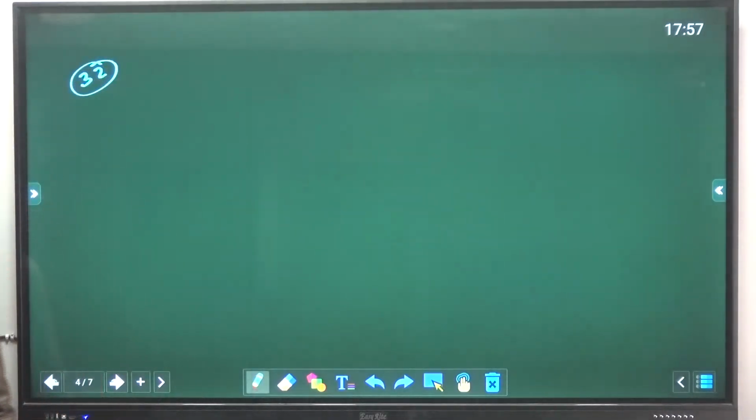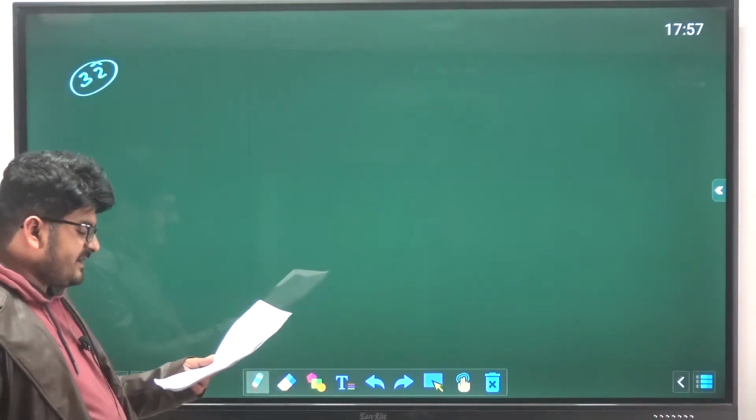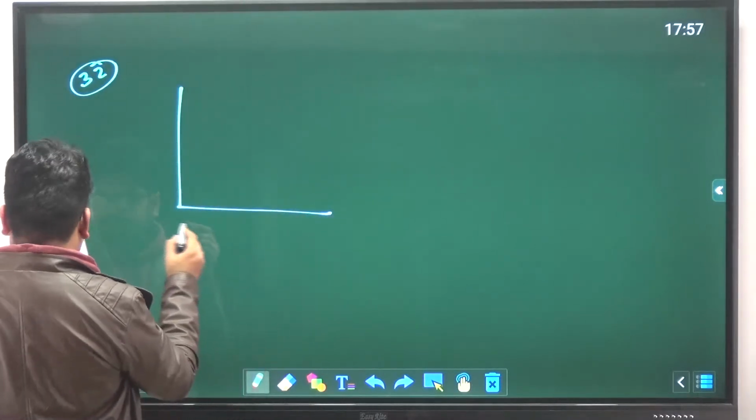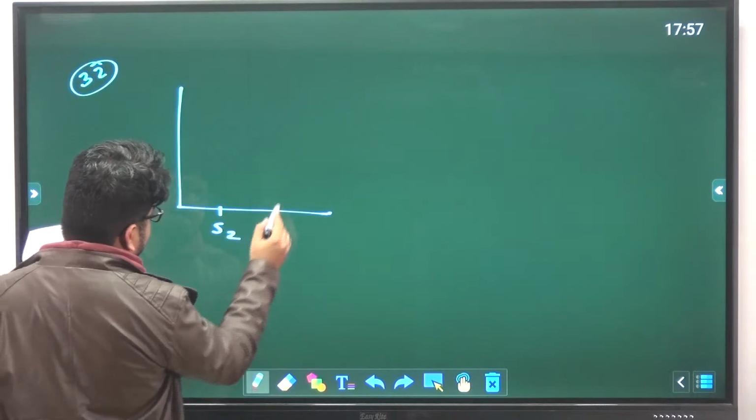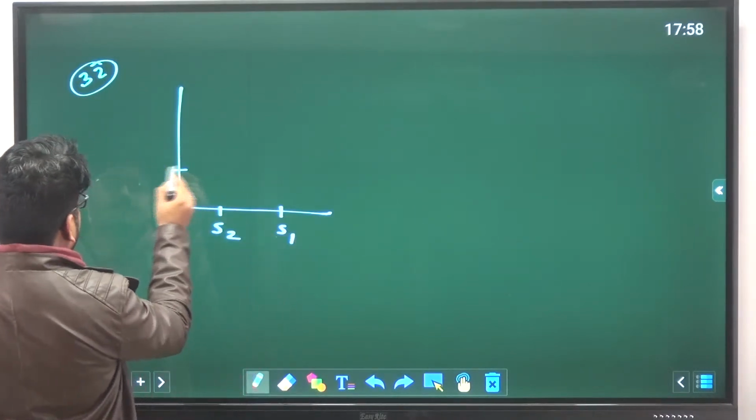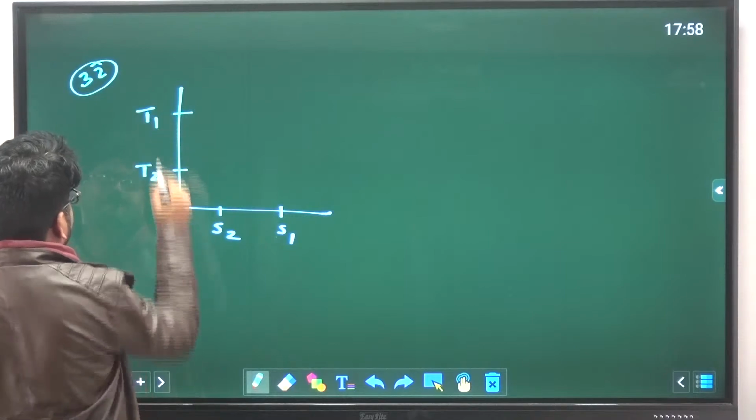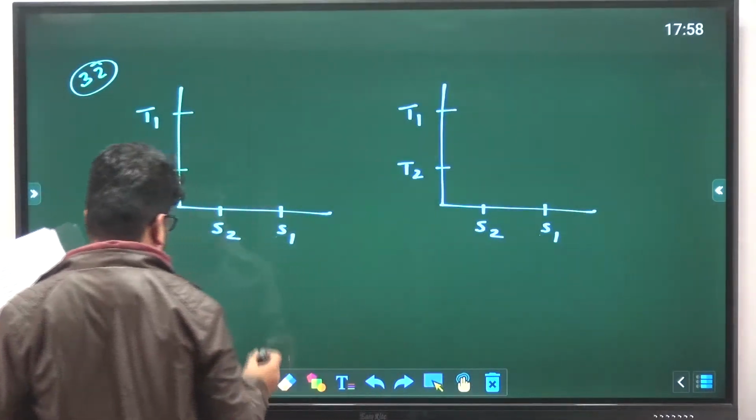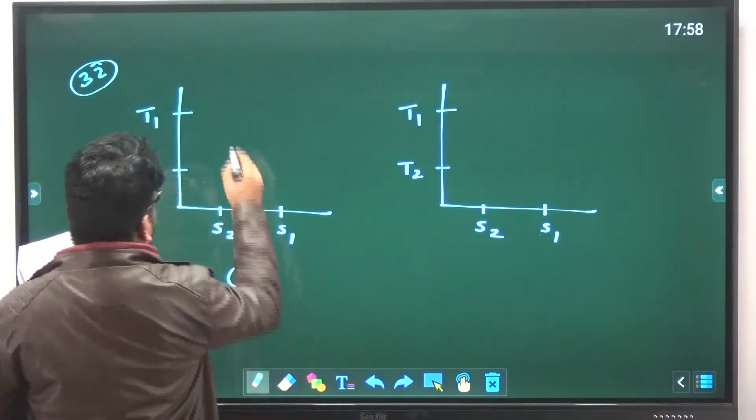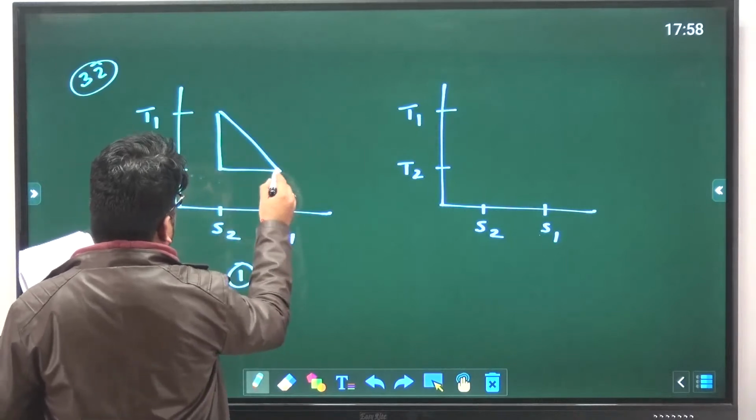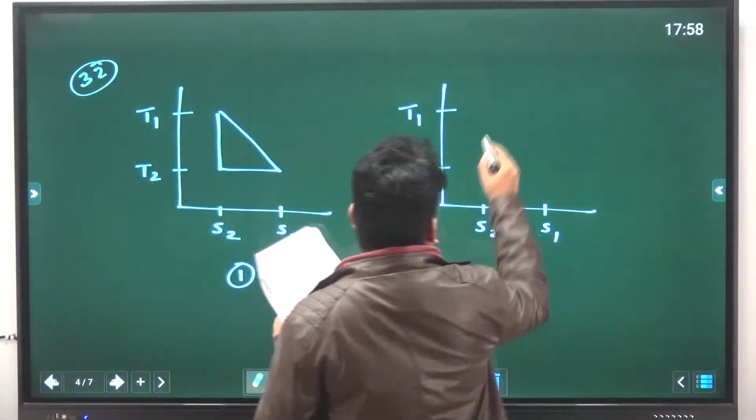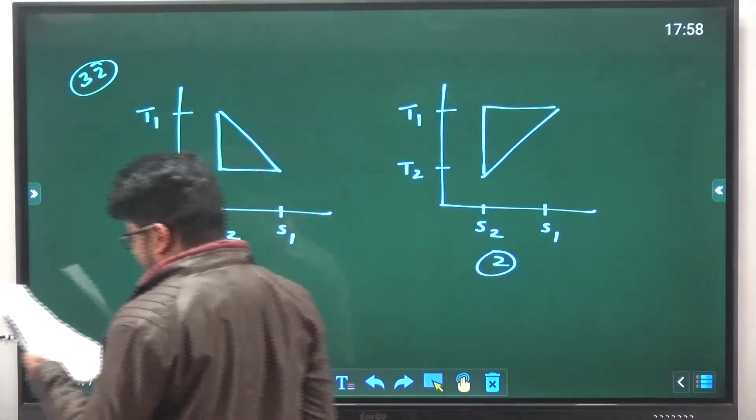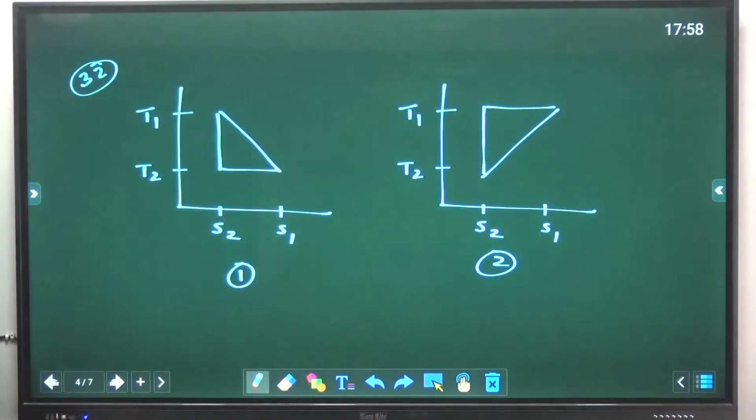If you see question number 32, the TS diagram is given for two thermodynamic cycles. For the first cycle, it is given as this, and for the second cycle, it is given as this. And you have to find out the ratio of their efficiencies.